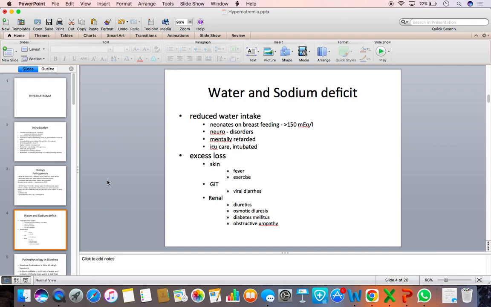Now coming to the causes of hypernatremia. Those associated with water and sodium deficit. Here, water deficit is more than the sodium loss. So the conditions can be those associated with reduced water intake and those associated with excess loss of water. Whatever the cause, there is hypertonicity or hypernatremia of the extracellular fluid. That is excess solute in the extracellular compartment.